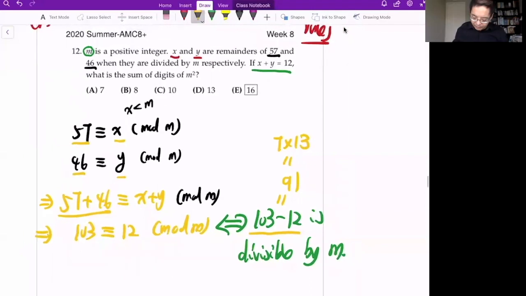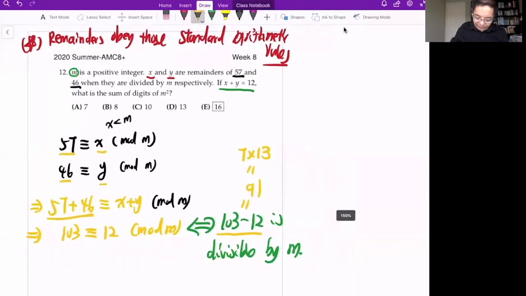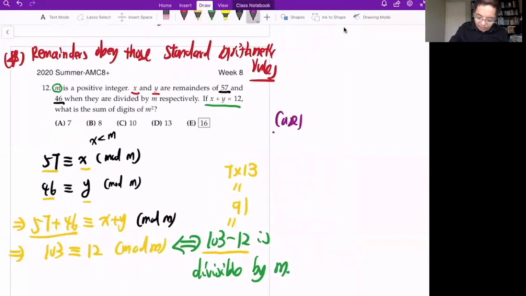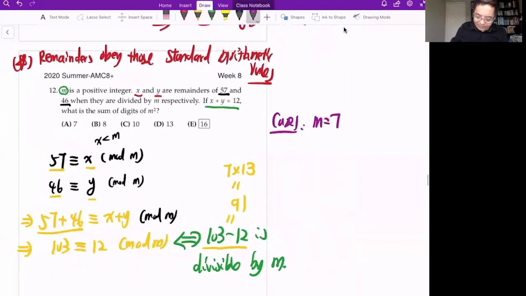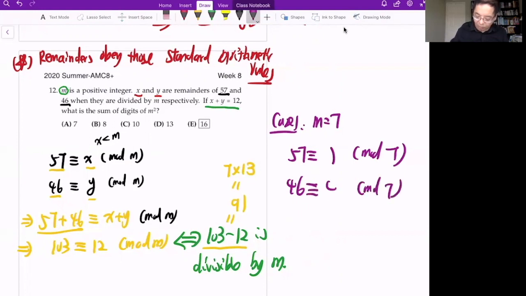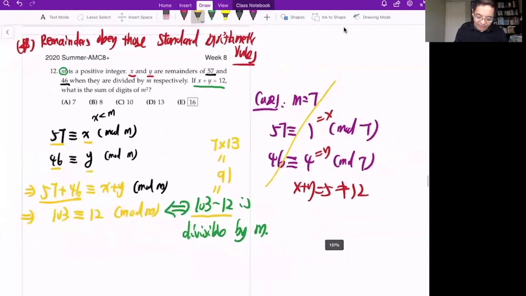Now we have two possibilities. Case 1: n is 7. If n is 7, let's calculate. What is the remainder when 57 is divided by 7? It is 1, because 7 times 8 is 56. What is 46 modulo 7? That is 4, because 7 times 6 is 42. So we get x is 1 and y is 4, and x plus y is 5, which is not 12. So case 1 is impossible. Let's look at the second case, case 2.